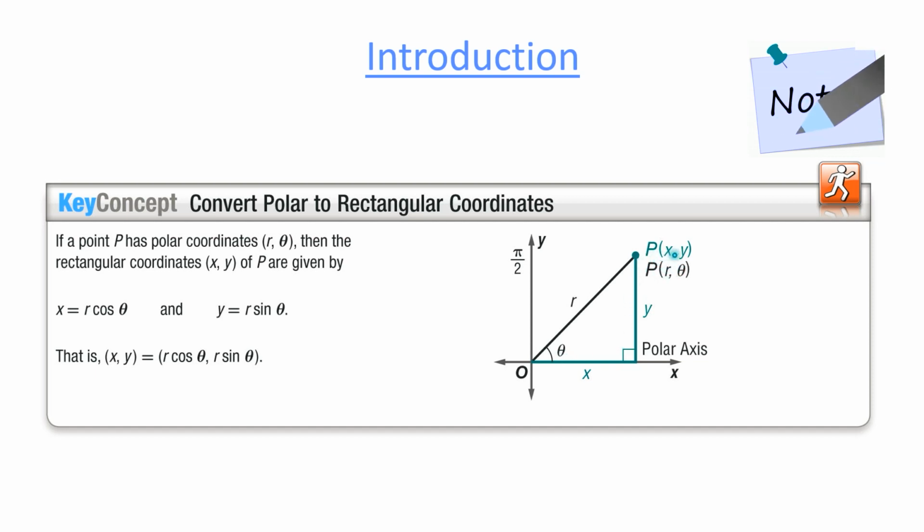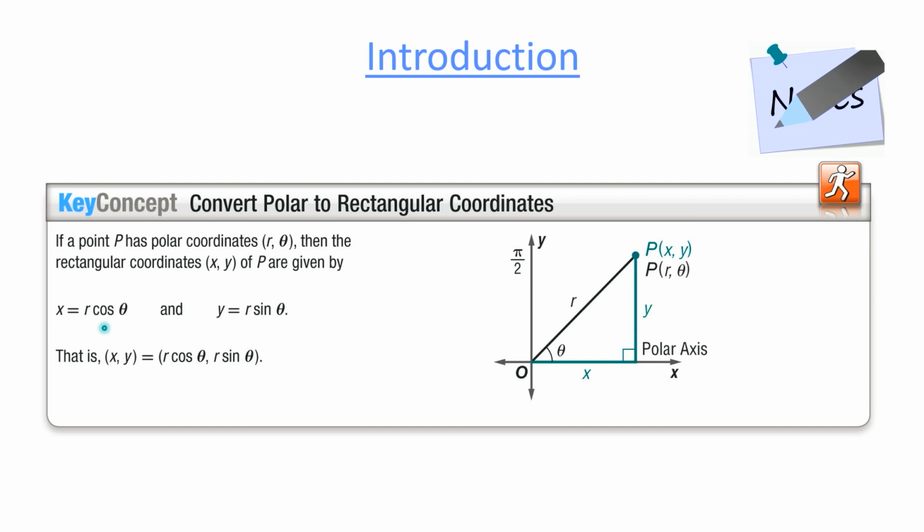So P(x, y) is going to be the point. x is going to be the units on the x-axis. y is going to be the units on the y-axis. Coming to P(r, theta), r is the radius starting from the origin O. So r is the radius and theta represents the angle made with the polar axis. So P(r, theta) represents polar coordinates, P(x, y) represents rectangular coordinates.